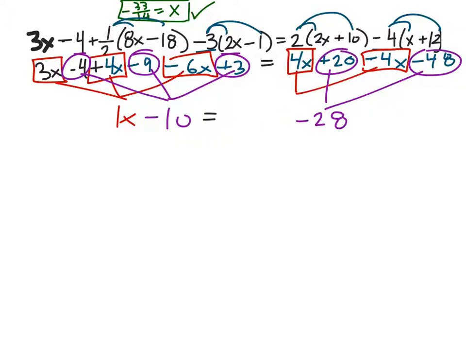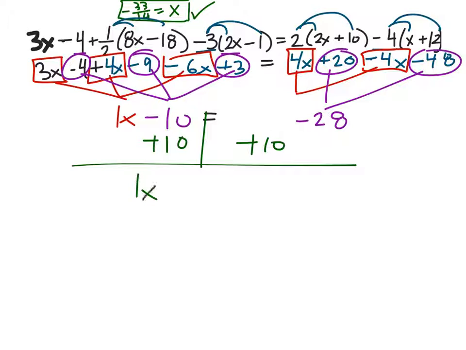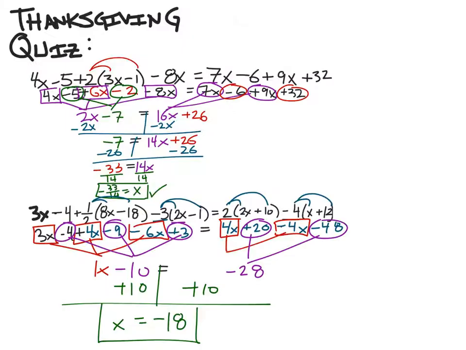And from right here, all we'd need to do is add 10 to both sides. And we got 1x equals negative 18. So the decimal form of this one would be fine. Negative 18.0. That'd be good. And that's all of it right there. 2 answers, 2 questions. So easy.